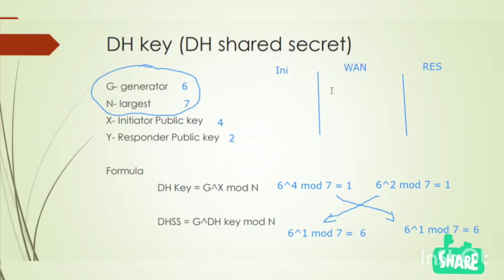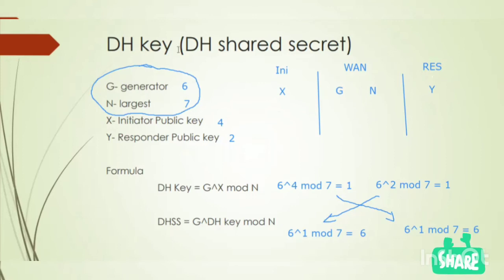So here are the G and N values. This is in the public domain, so anybody can see these values, okay? And the X value will not be shown to the public, which is maintained by the initiator and the responder. So the private keys will not be shared. Only they will share the G and N values.